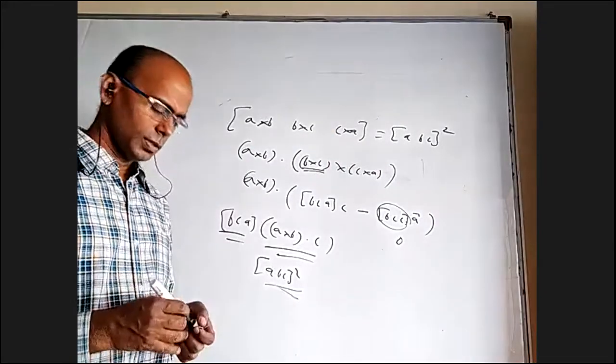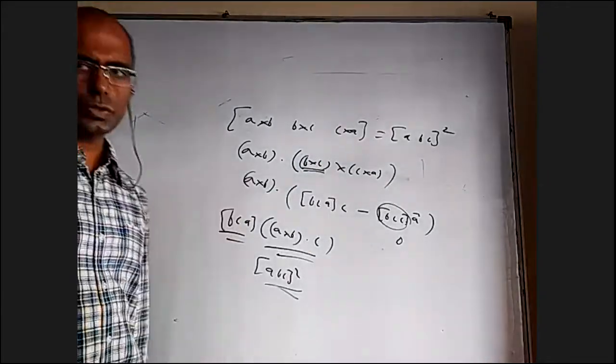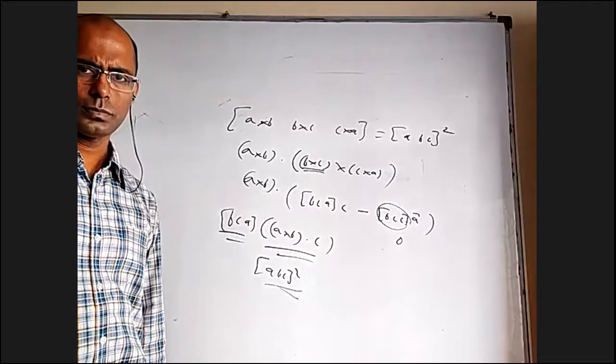Apart from that, det of adjoint A is equal to det A whole square. Is it okay? Yes, sir. Yes, sir.